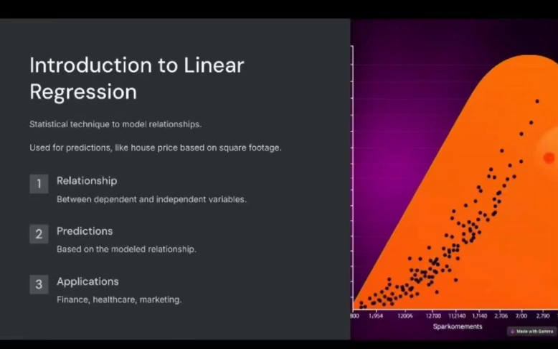First of all, let's define what linear regression is. Linear regression is a statistical method used to model the relationship between the dependent variable and one or more independent variables. For example, when predicting house price based on features like square footage, linear regression helps us determine how these factors are correlated. This method is not limited to real estate. Its applications span finance, healthcare and marketing.